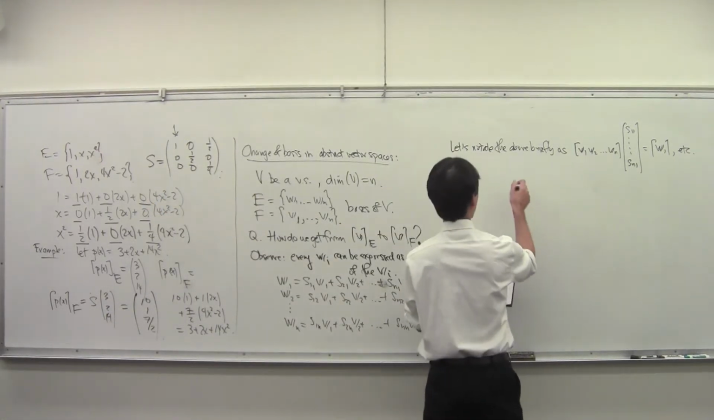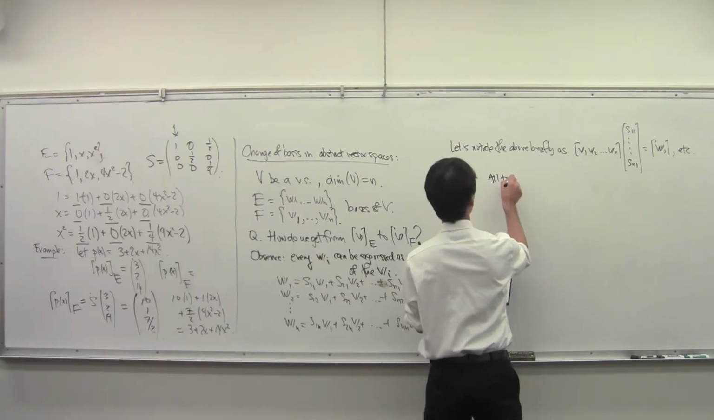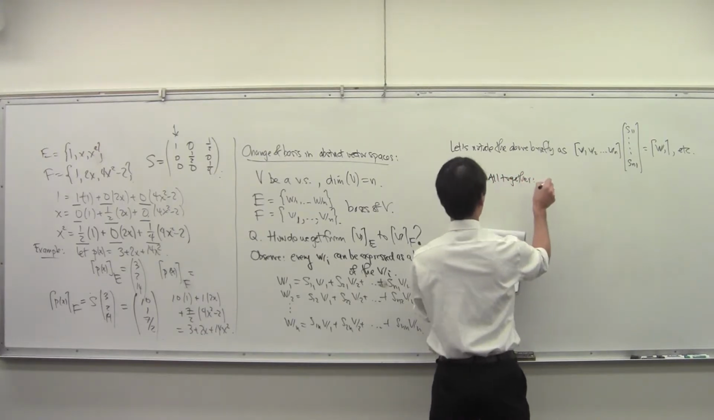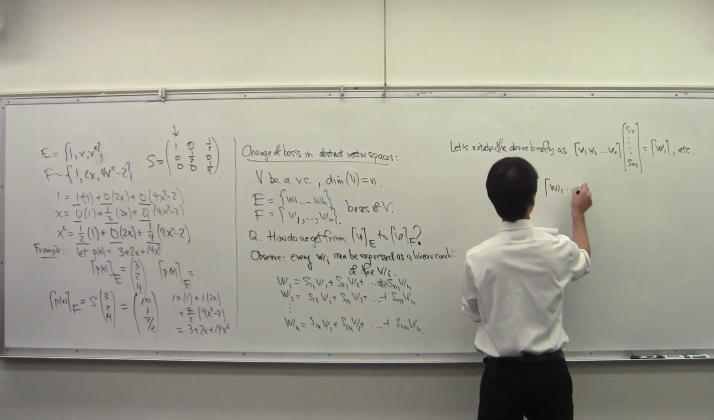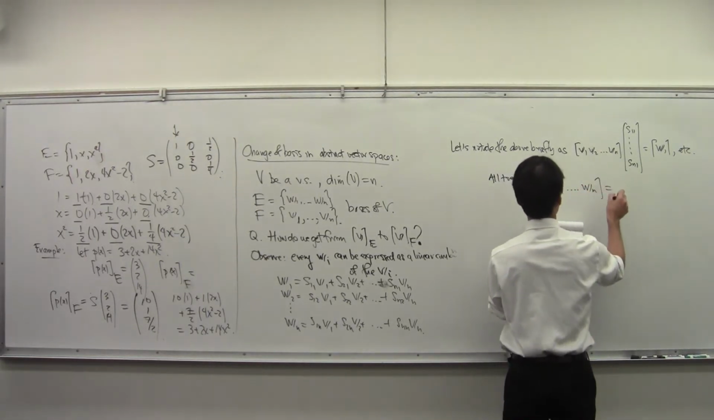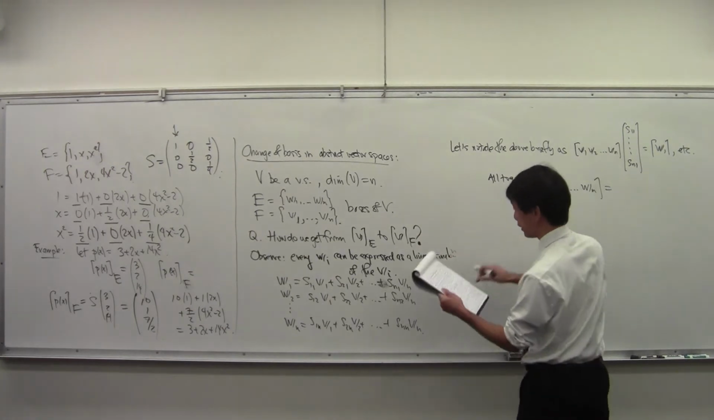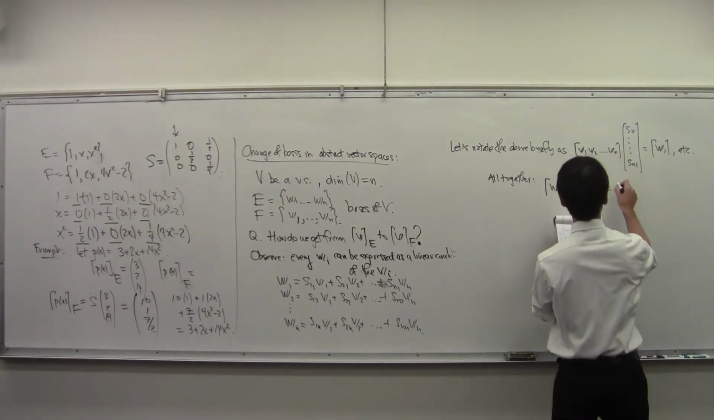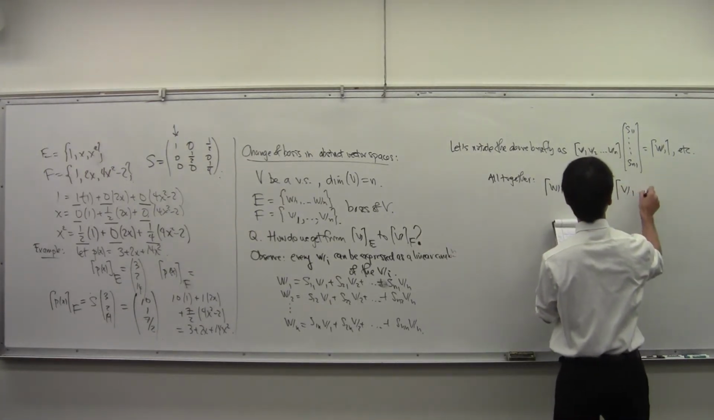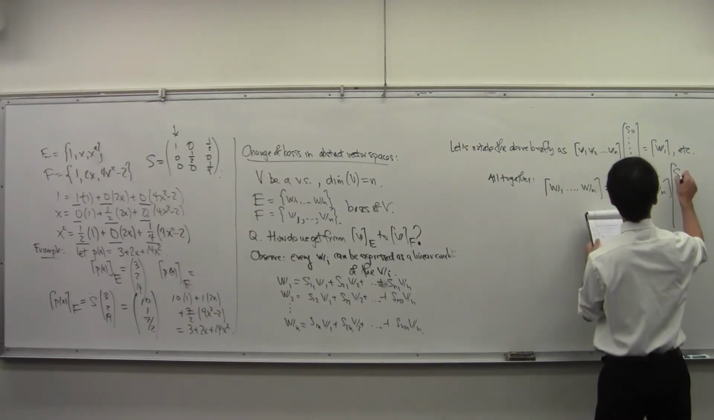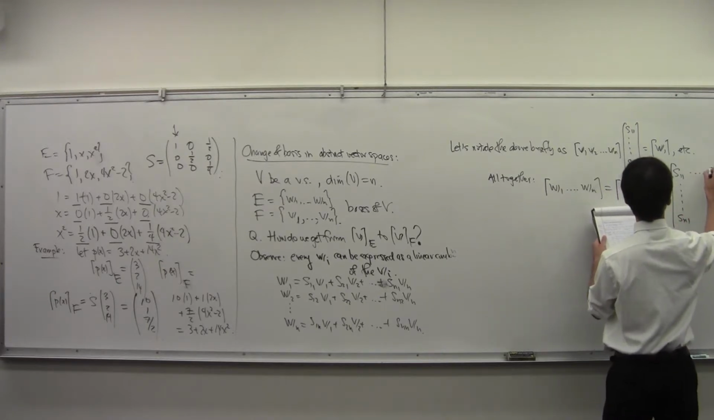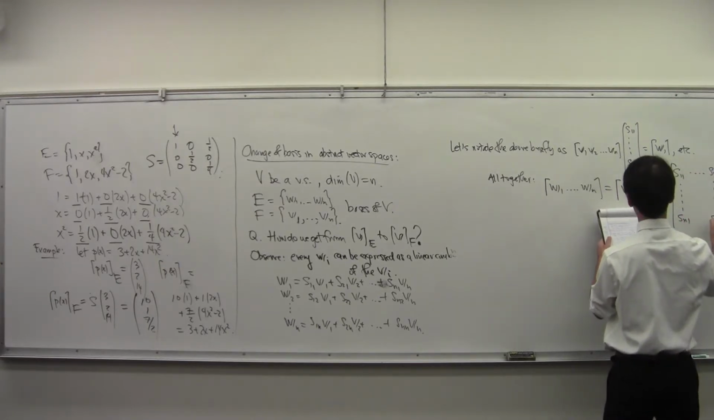Okay. So altogether, we see that W1 through Wn, if we want to abbreviate all of this, we would write it like this: V1 through Vn times the matrix S11, Sn1, S1n, Snn.